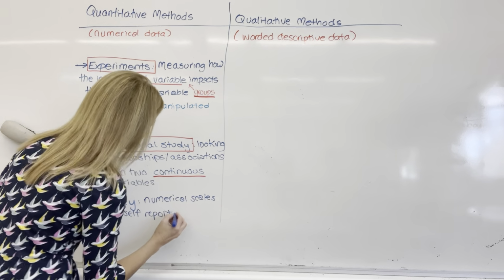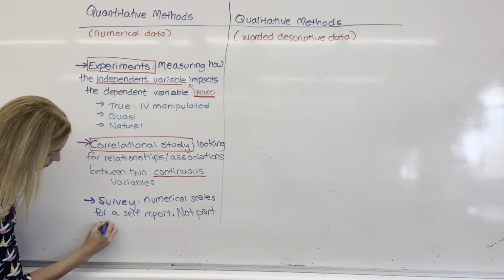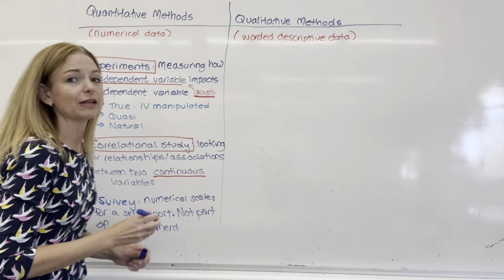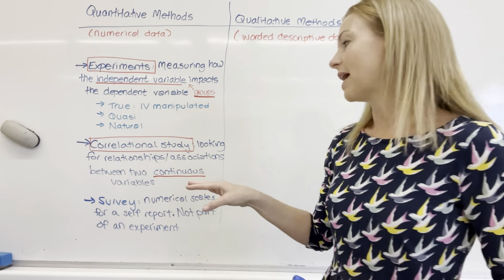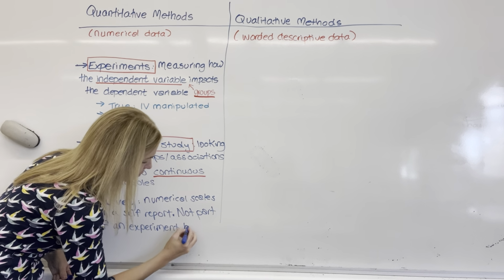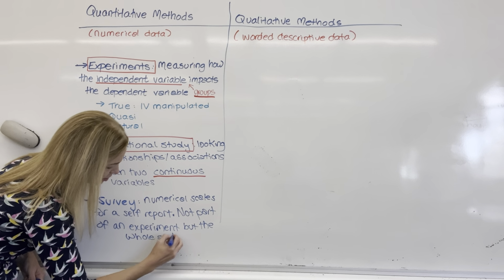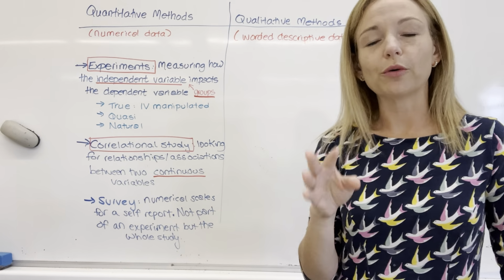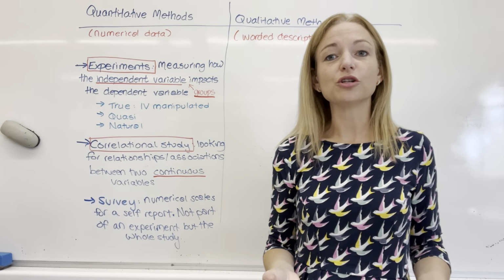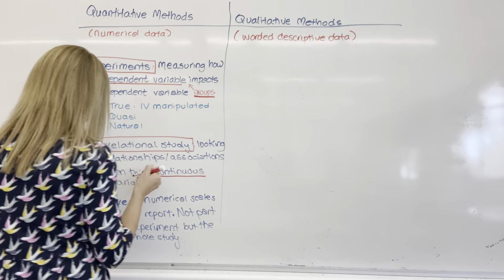But the key we're going to add here is that it is not part of an experiment. Sometimes a survey is simply the way of obtaining the DV, but in this case it's not. It is the whole study. So not part of an experiment, but the whole study is the survey. Again, you can think: is there any sort of clear IV? If there's no independent variable being tested specifically, and it is just testing attitudes of a group of people, then it's probably a survey. So that is our third one for quantitative.